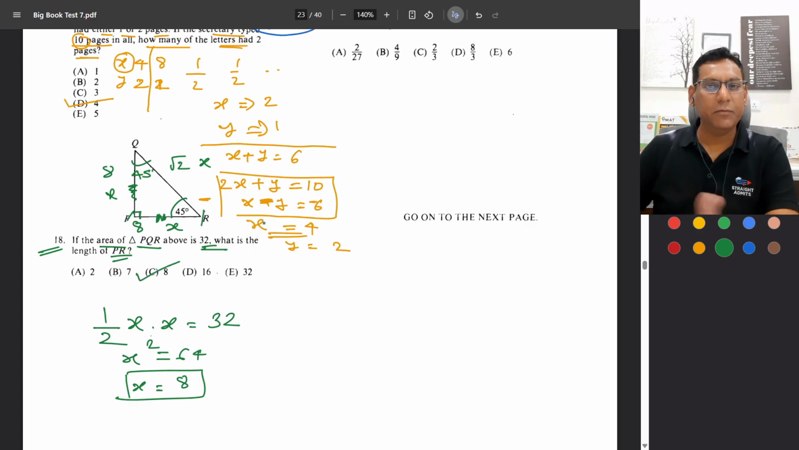Okay, you could have done it without the Pythagorean theorem also. We don't have to find this as such. We just have to know that these two are the same.